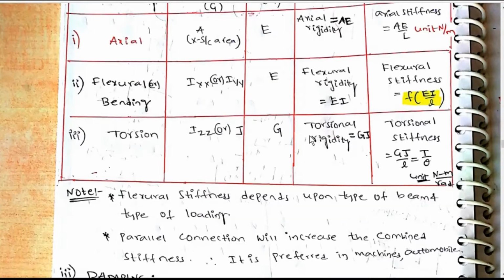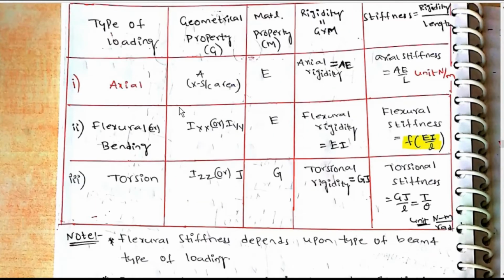Flexural or bending loading: geometric property is Ixx or Iyy. Material property is E. Flexural rigidity is equal to EI. Flexural stiffness is equal to EI by L.